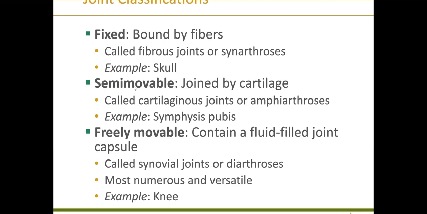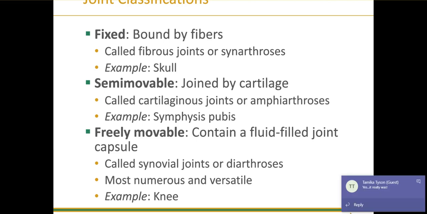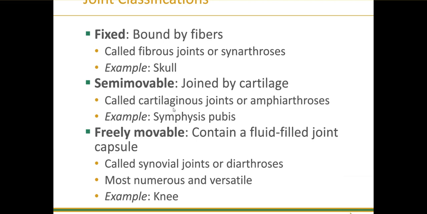The next one is a semi-movable joint. Okay, this contains cartilage, and if you look in the picture on page 139, it shows a picture of the symphysis pubis, or the pelvis. You can see that small piece of cartilage that is connecting the joint together. So cartilage, again, is a type of connective tissue.